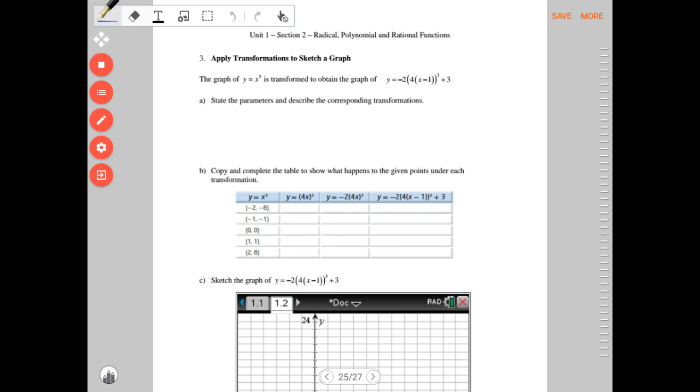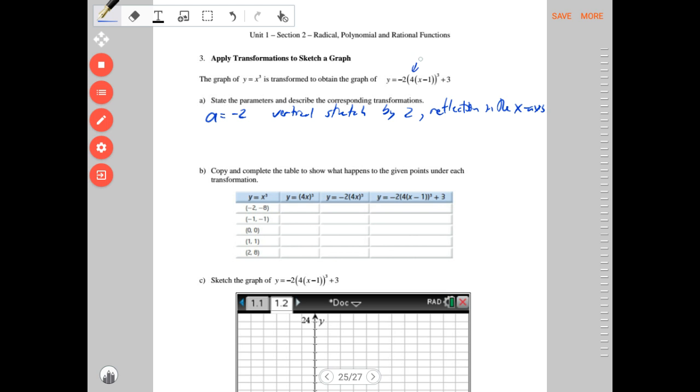So we want to apply a transformation to a sketch. If we look at the graph y equals x cubed, that is going to get transformed into this graph. State the parameters and describe the corresponding transformations. Okay, so A is negative 2. That means there's a vertical stretch by 2 and a reflection in the x-axis.